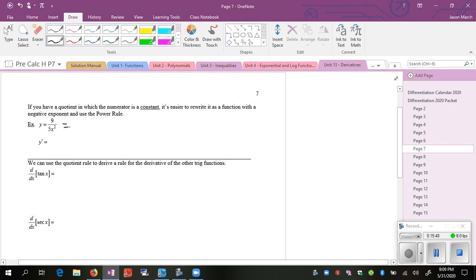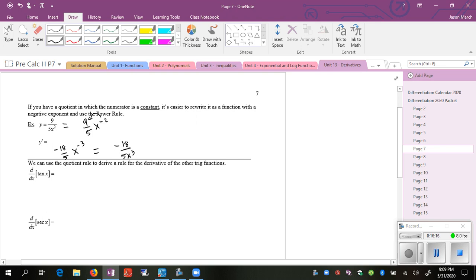In reality, I could rewrite this expression as 9/5 times x to the negative 2. And now I can do the power rule where I multiply the negative 2 with the 9/5 and call it negative 18/5. And now decrease the exponent by 1 and call it negative 18/5 x to the negative 3rd. Or equivalently, negative 18 over 5x cubed, right? Negative exponents end up on the bottom.